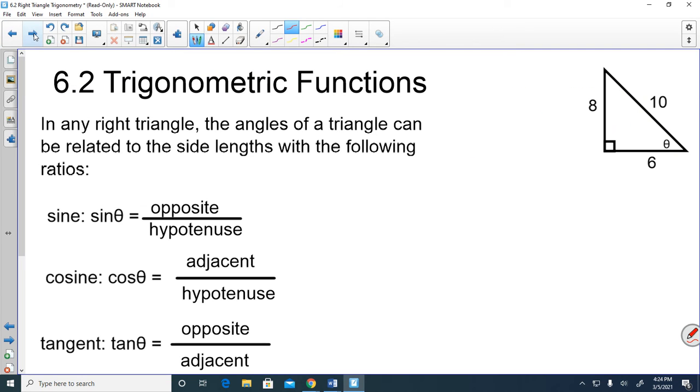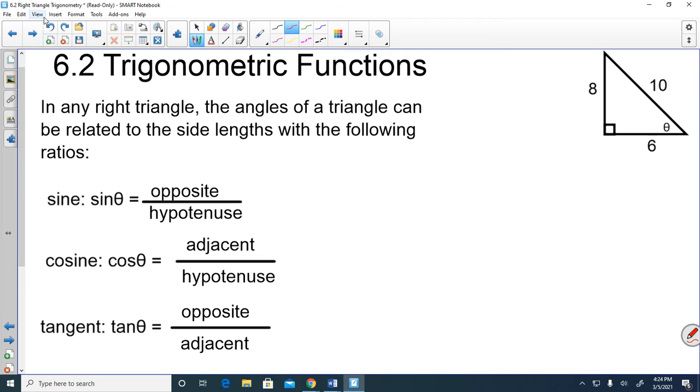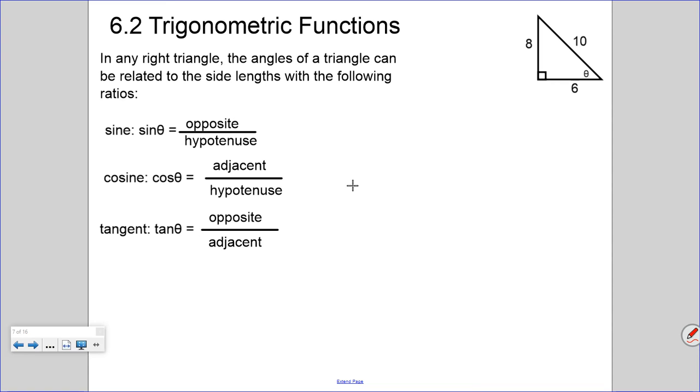All right, now let's talk about some trig. Okay, so trig functions. In the past, in your geometry class, you were introduced to sine, cosine, and tangent. Sine, cosine, and tangent are a ratio of two sides of a right triangle. So again, this only works for right triangles.